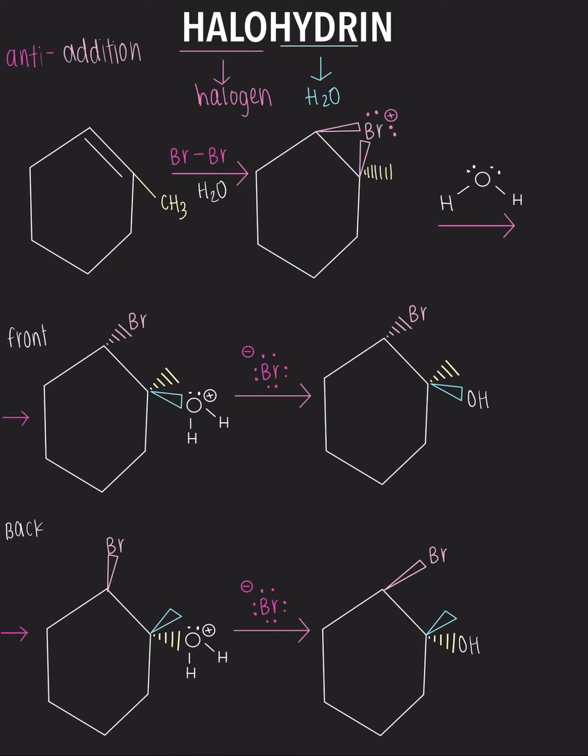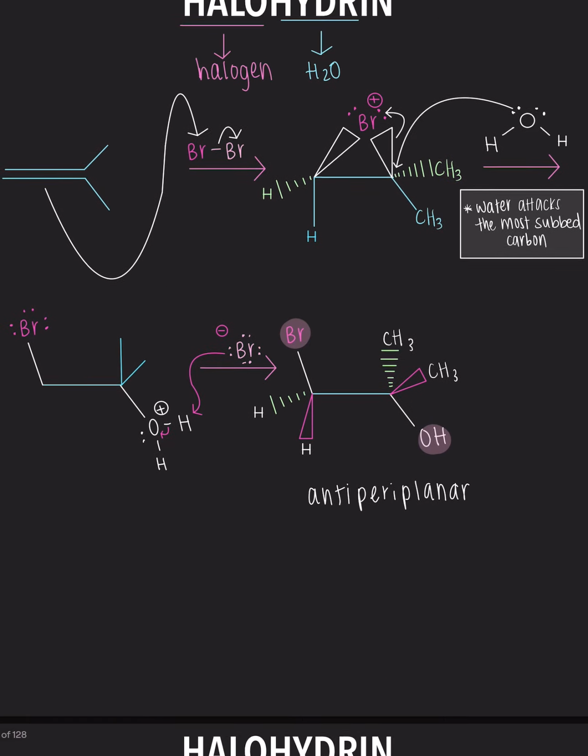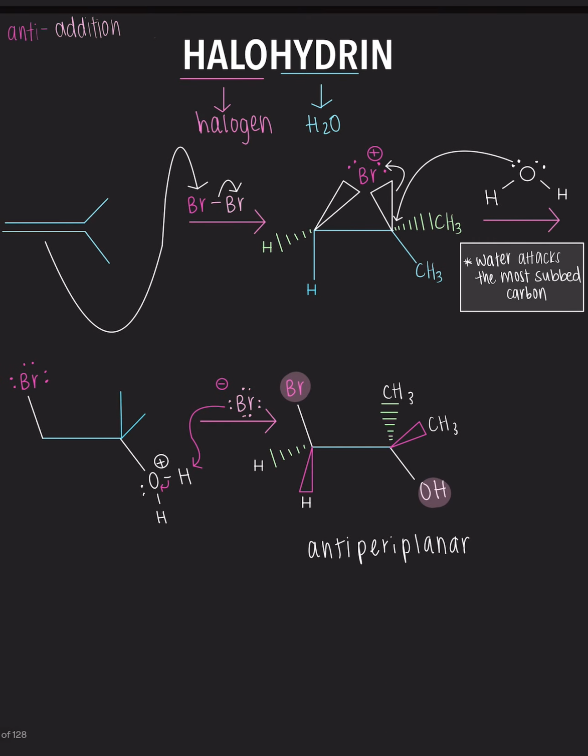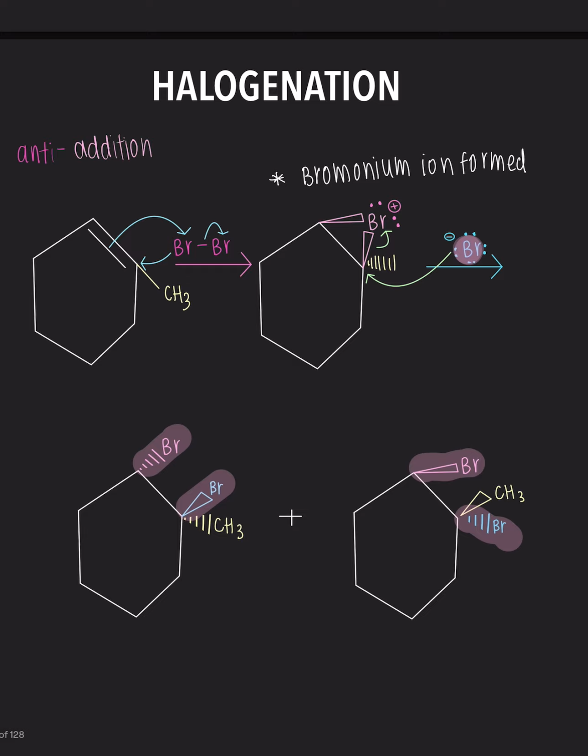Hello everyone, I'm back with another video, and today again I'm going to be talking about halohydrins. I know I have another video on it and I'm going to briefly show it. Here I have the halohydrin and I show you how to make it an anti-periplanar position. If you haven't seen the video, go check it out. One thing I want to say, I don't know why I had anti-Markovnikov, it's just anti-addition. That's what you need to know about this reaction as well as the halogenation reaction.